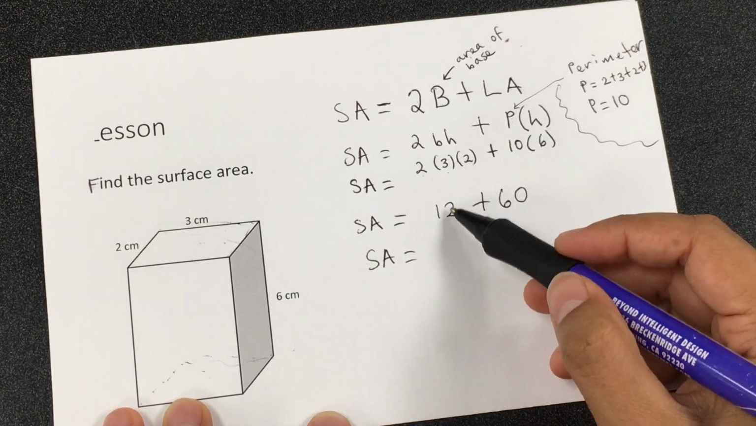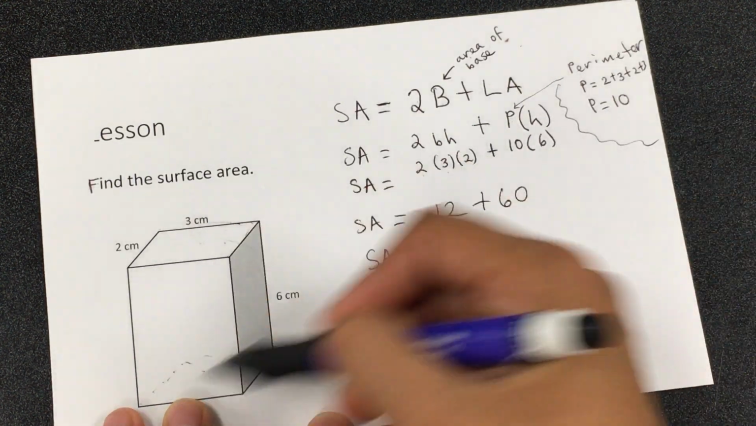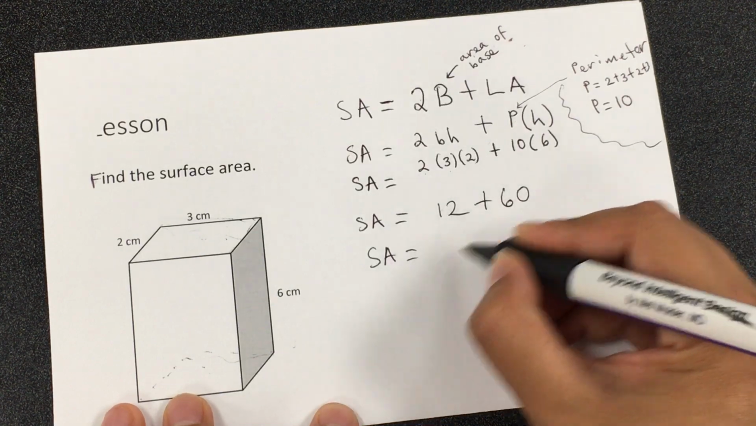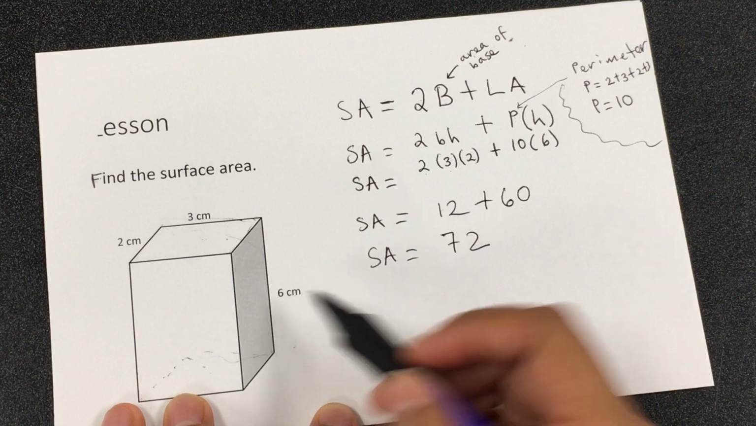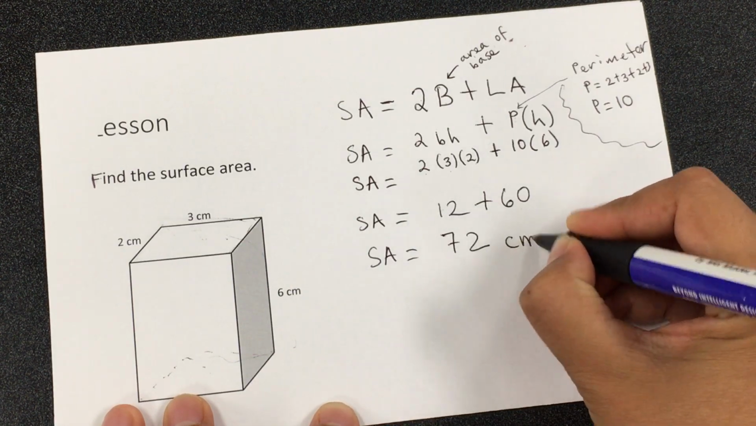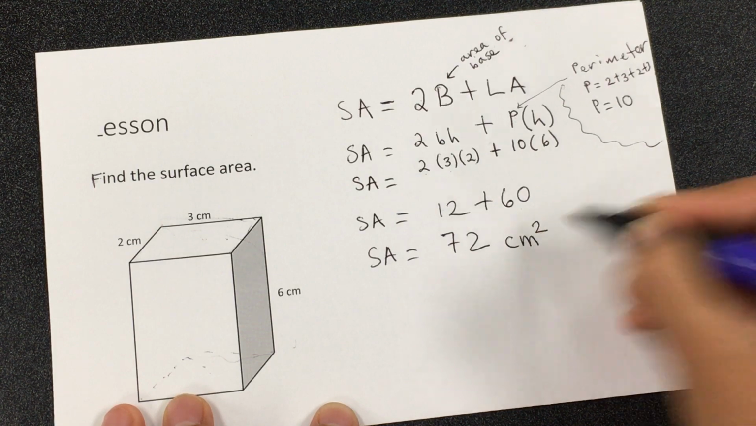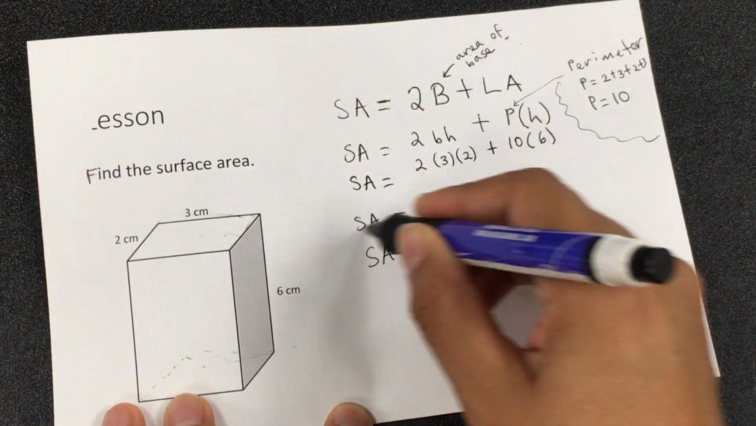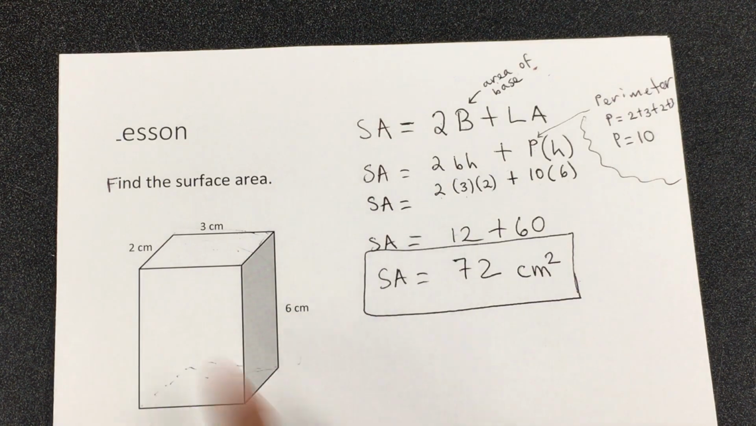So basically the area of the two bases together is 12, the lateral area around is 60, and together they give me 72. We look at what the unit of measurement is, because it's area it will always be square centimeters, because that's the unit they gave us. Okay, so that's how you find the surface area of a rectangular prism.